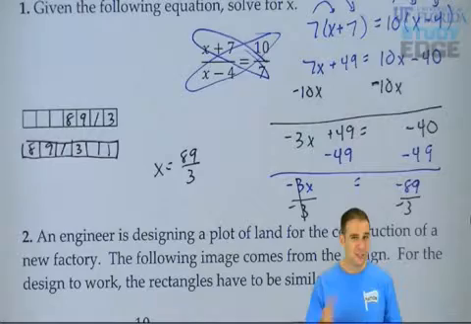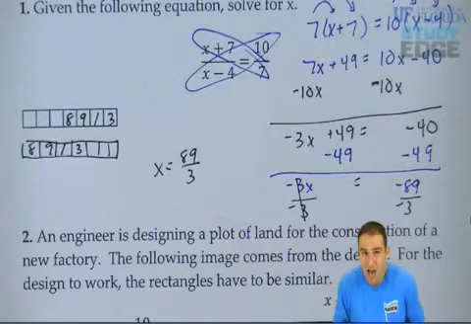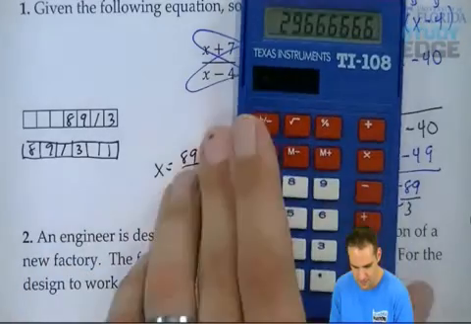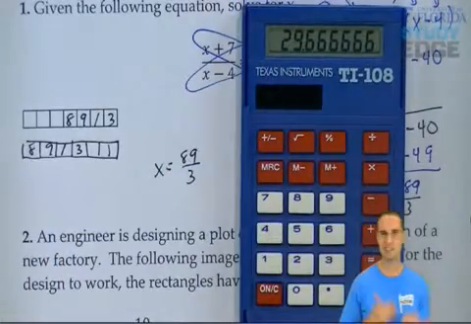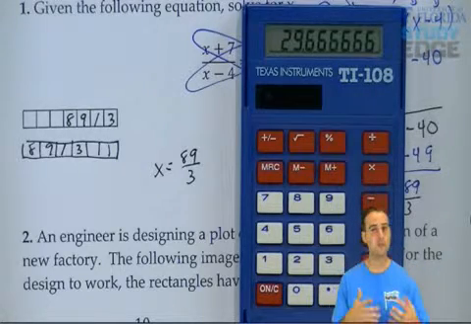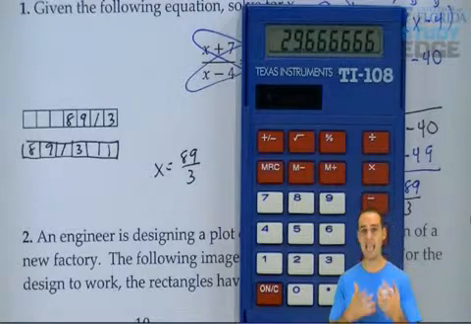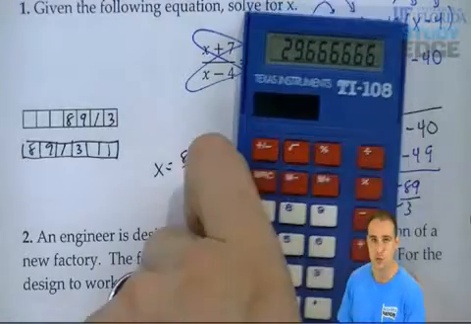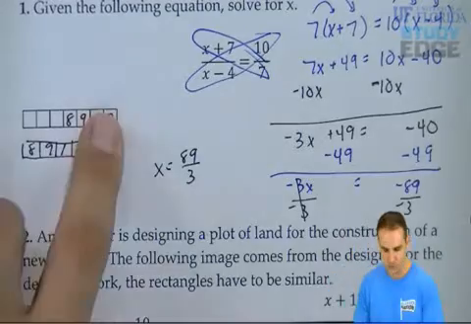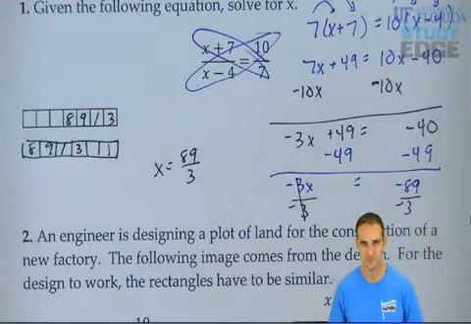Also, if you try to use your calculator and type in 89 divided by 3, you get 29.666666. You can't put that either. That's a repeating decimal. They want the most simplified form, and in this case, it would be 89 divided by 3. So do be careful, because grading is very, very specific. Those are two variations of the correct answer.